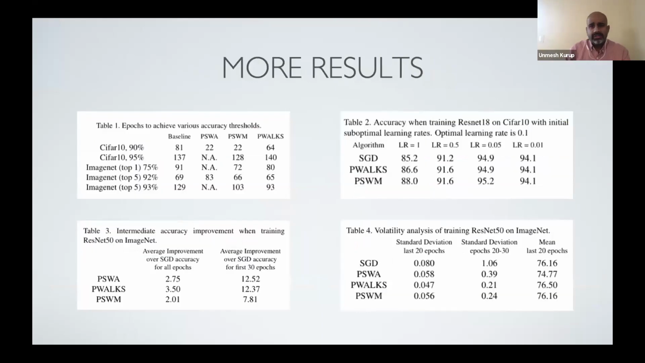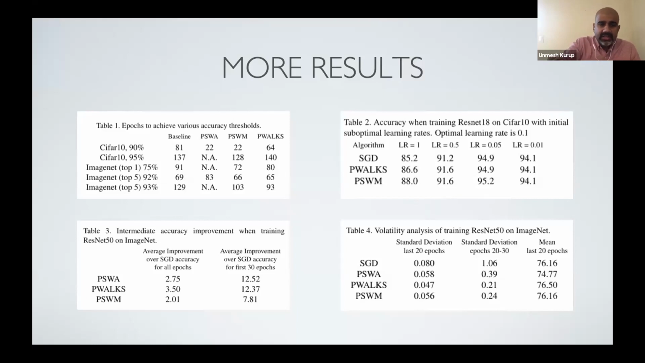We've done a whole lot of tests. We've done tests on different data sets. One of the tests we really wanted to run was to see if you were interested in different accuracy thresholds. Maybe you're not interested in getting to the best accuracy possible, but you are interested in, let's say, 90% accuracy, 95% accuracy. How soon can these techniques get you there compared to something like, let's say, SGD, right?